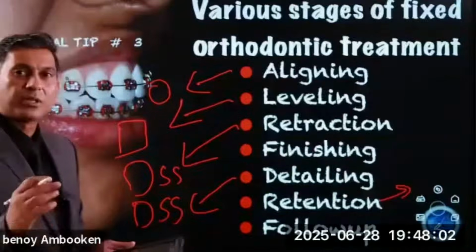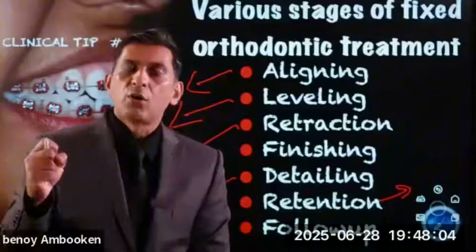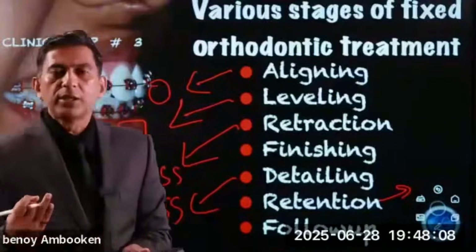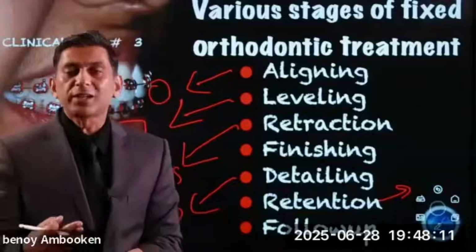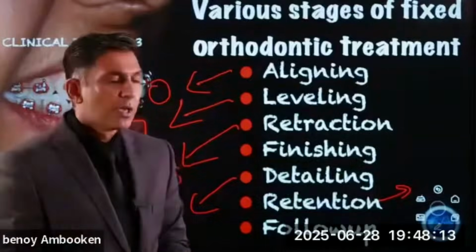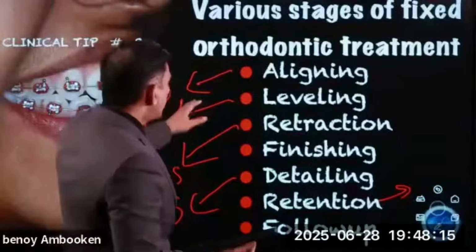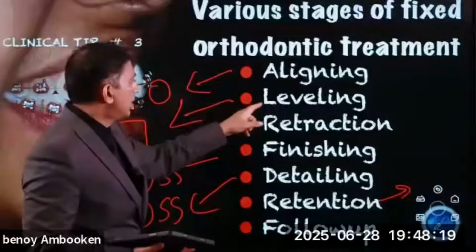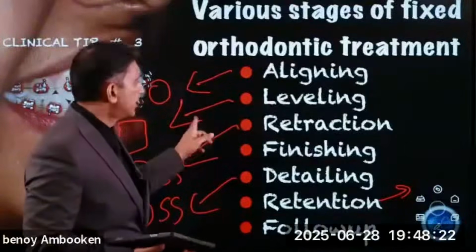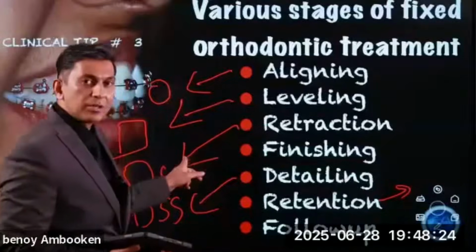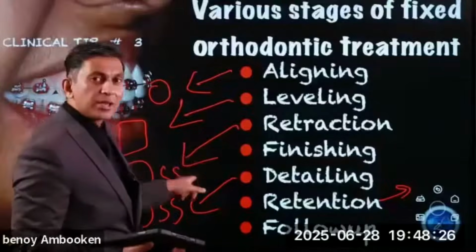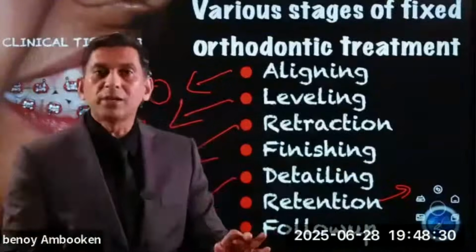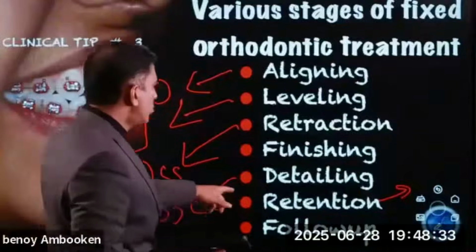Retention, I'll be telling you which are the cases that you need to have your Hawley's retainer, which are the cases you're going to go for fixed lingual retainer, which are the cases you're going to go for clear retainer, that is the A6 retainer, and then follow. So orthodontics follows the steps: aligning, round nickel titanium wire; leveling, rectangular nickel titanium wire; retraction, rectangular stainless steel; finishing, rectangular stainless steel; detailing, a round stainless steel or a round nickel titanium wire, and then comes your retention.